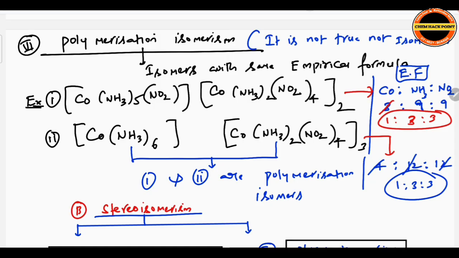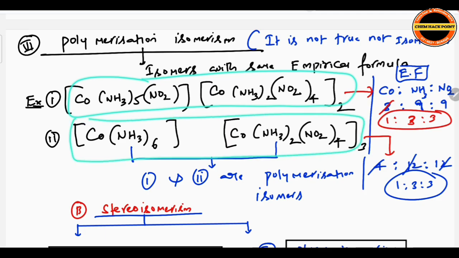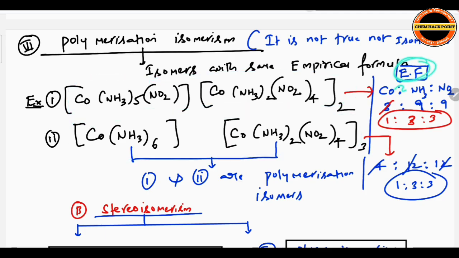See, one big complex compound is given. It is entirely one compound only, remember. Another compound here. I'm calculating the empirical formula here. How many cobalt? 3, ammonia 9, NO2 9. If you simplify 3, 9, 9, you will get 1:3:3. In the other compound also, see cobalt, NH3 and then NO2. The ratio I used: cobalt 4, NH3 12, NO2 12. The ratio is again 1:3:3. So both have the same empirical formula, hence these two are polymerization isomers. Which ones? 1 and 2 are polymerization isomers.